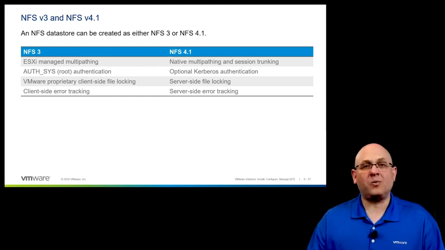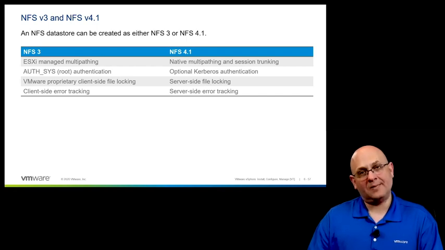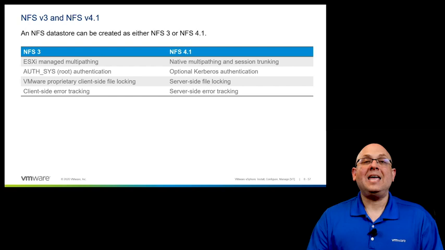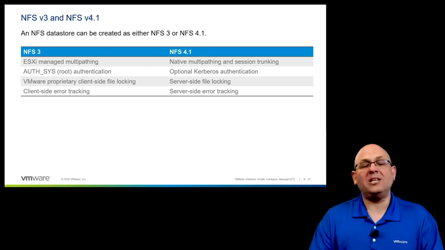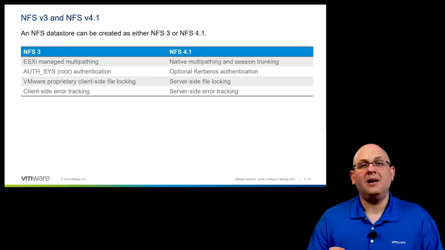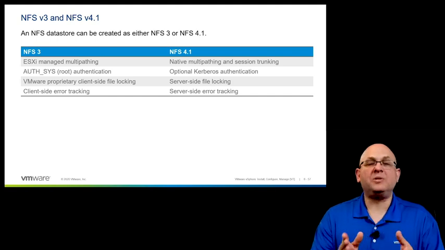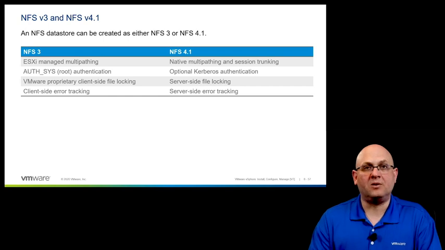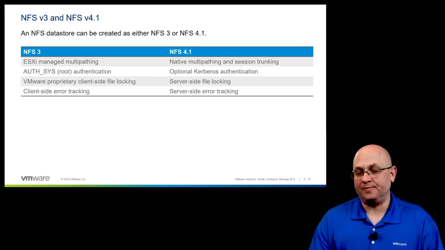Now, NFS 3 has a few drawbacks, okay? But it is very, very simple to set up. ESXi is going to manage all of the multipathing with NFS 3, okay, by using VM kernel ports with IP hash-based load balancing on a single VM kernel port with two separate physical cards connected to it. Okay?